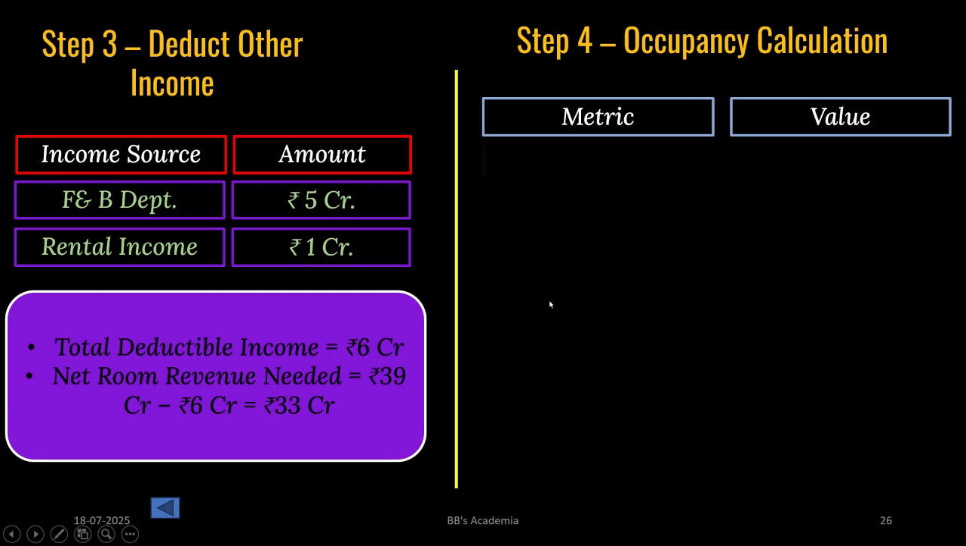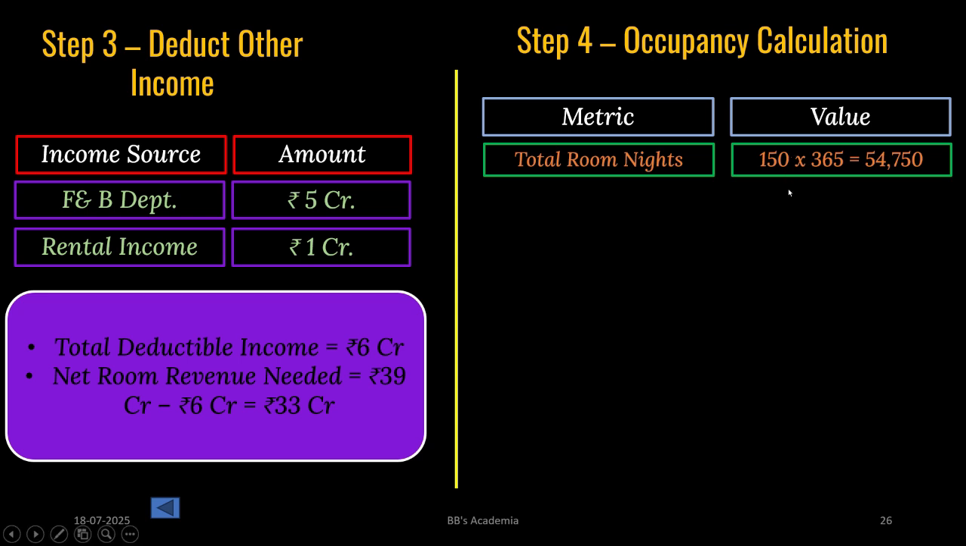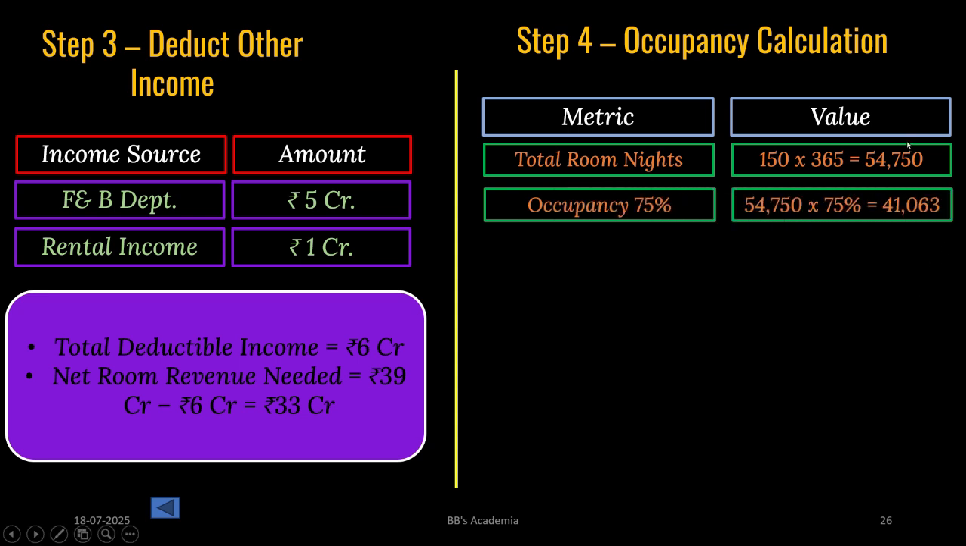What is to be done? Total room nights we have to calculate. 150 rooms, operating for 365 days. So total room nights available is 54,750. If you simply multiply, you'll get that. Occupancy is 75%. So total room nights multiplied by 75%, and this figure is 41,063. That is the room nights occupied through occupancy throughout the year.